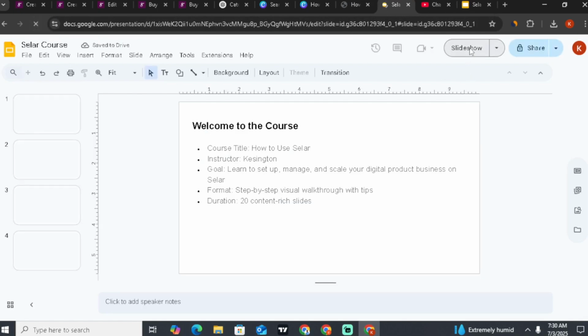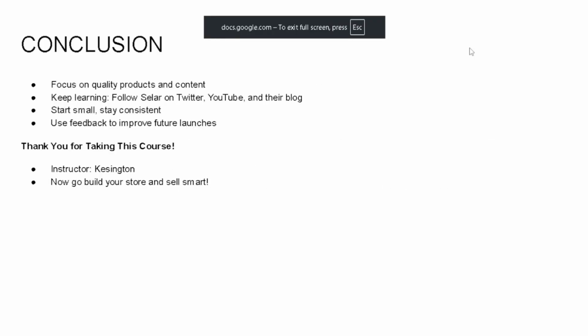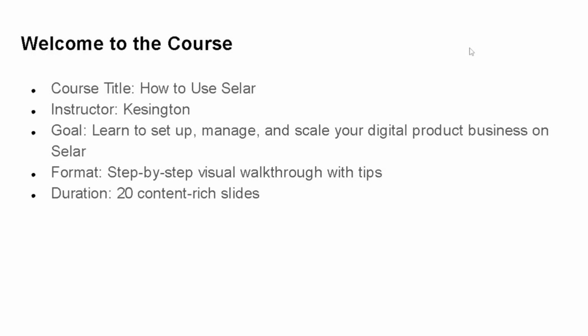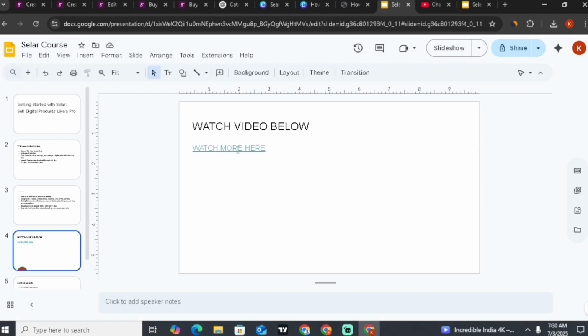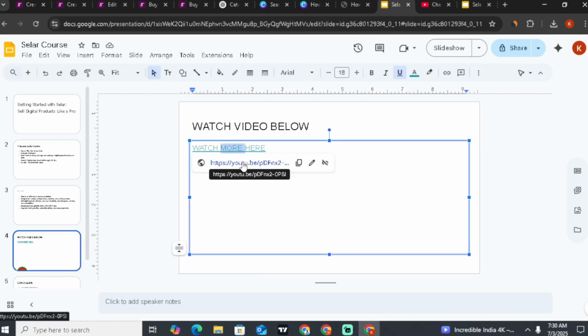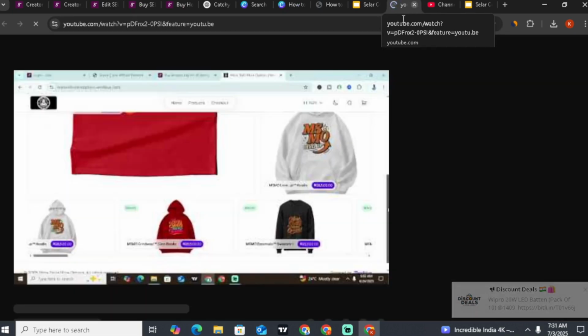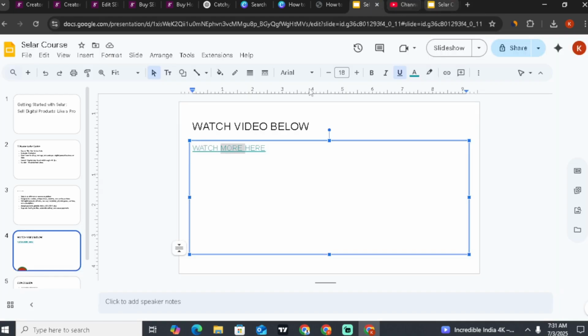So now once you refresh it, I can click on slideshow over here. Once I scroll down, all right, let's go back to that place. Once I scroll down and click on this, as you guys can see, it's going to take me to that particular video on YouTube, and that's basically what you want to do.